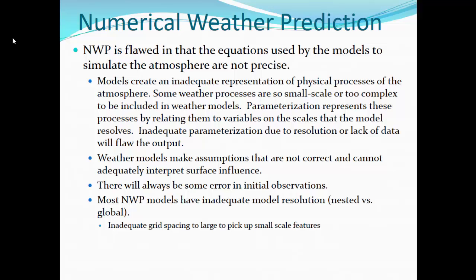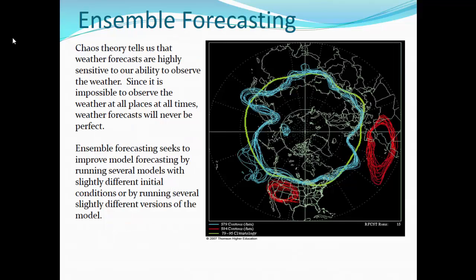And then models have inadequate model resolution. Most models are done with grid spacing, others are done with waves, but in the end, you have an observation from, let's say, Orlando Executive, and then MCO, the international airport, maybe out at Sanford, maybe out at Apopka. But those observations, as close as they are together, aren't really quite close enough to give the type of resolution that a model would need to be absolutely accurate.